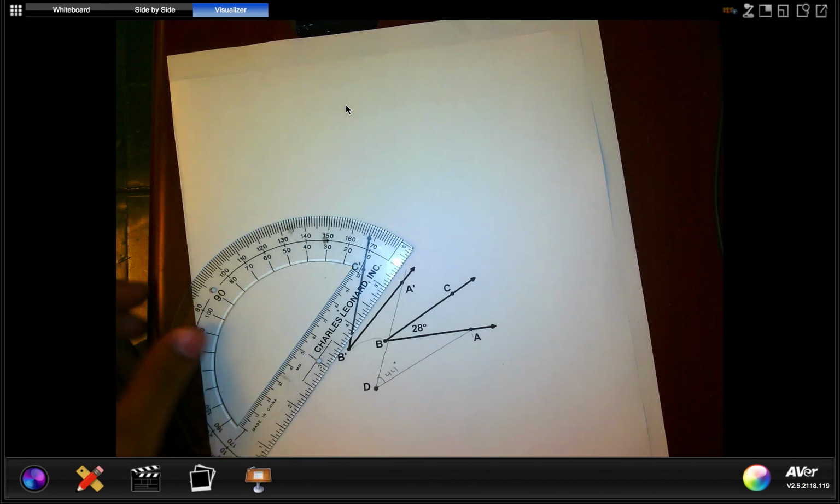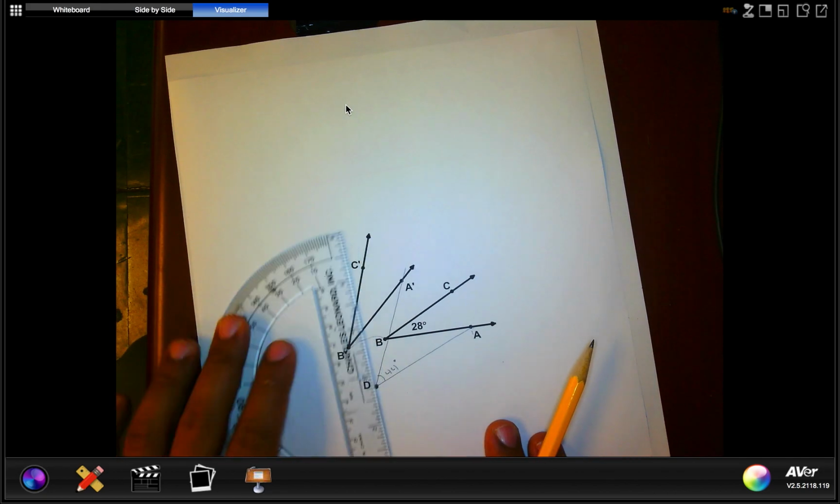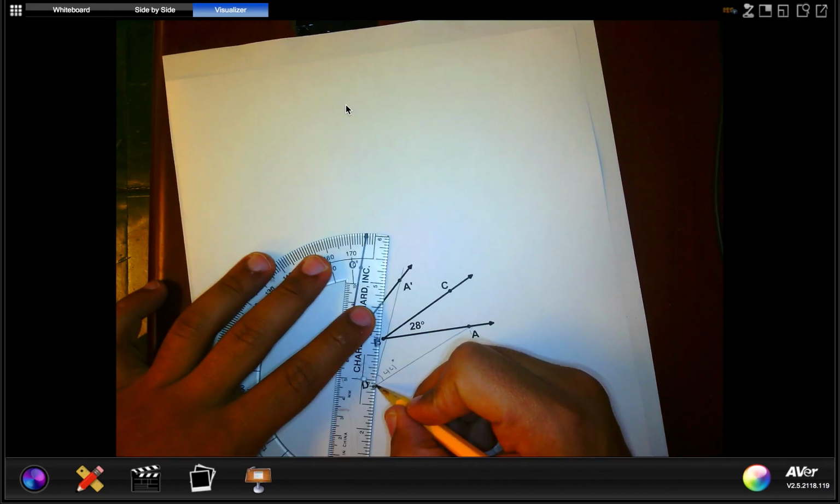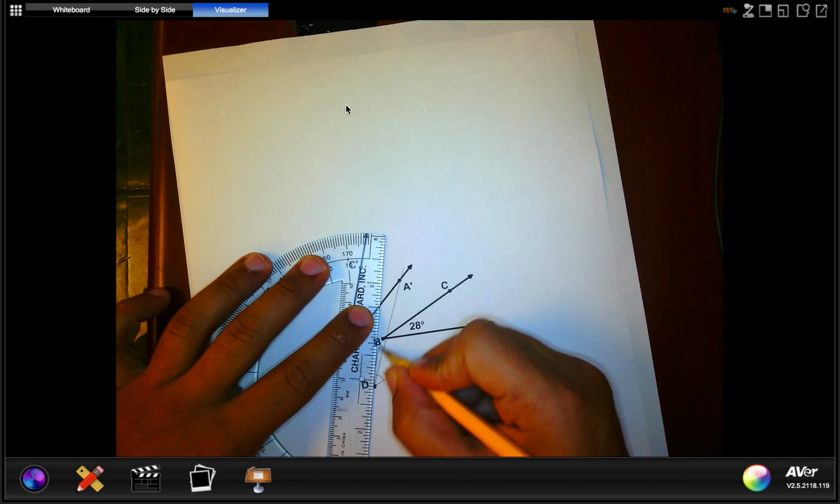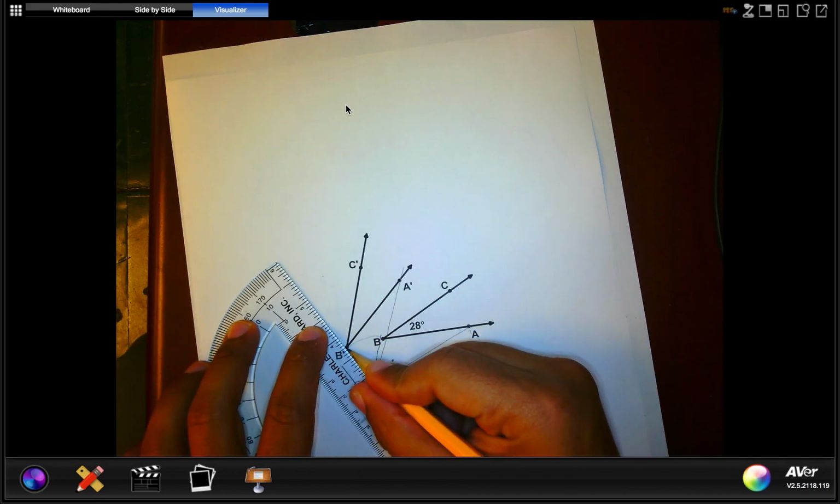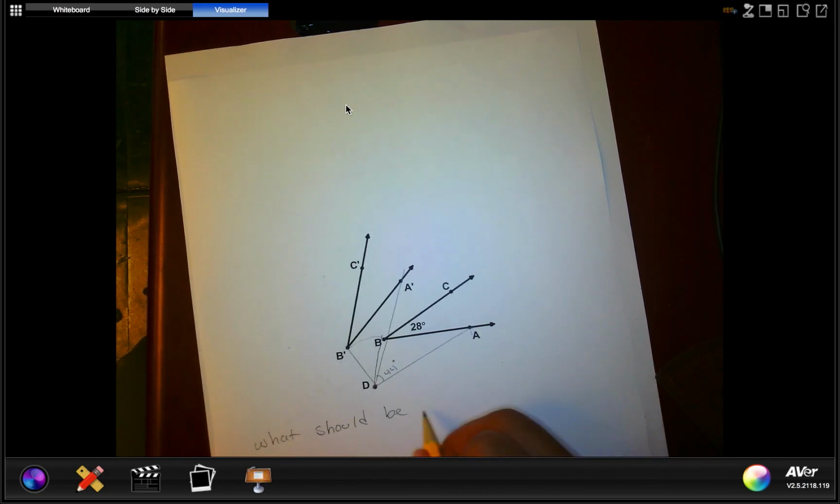Okay? Would this angle be different if I said, what is the measure of angle B prime? What do you think is the measure of angle B prime? Okay, in your notebooks, I want you to answer, what should be the measure of angle B prime?